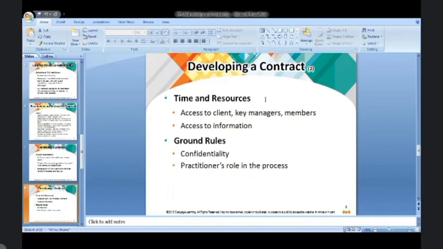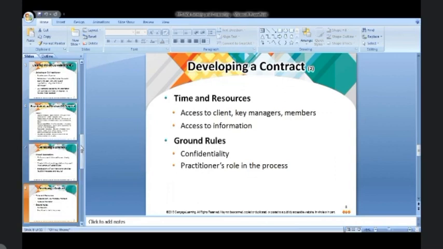Next is the ground rules. Ground rules are how they will work, the criteria on which they will work, like rules related to confidentiality, and what the practitioner's role is in the process, whether to give recommendations or to help the managers make the decision, etc. So again, in developing the contract, there are three issues: mutual expectation, time and resources, and ground rules.